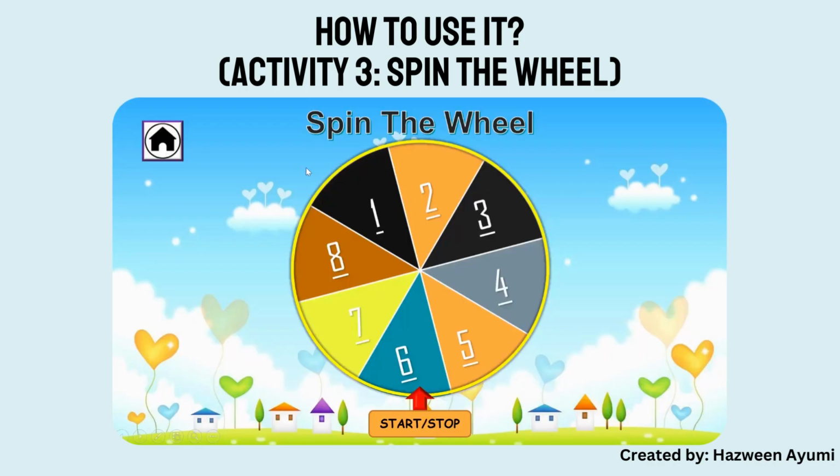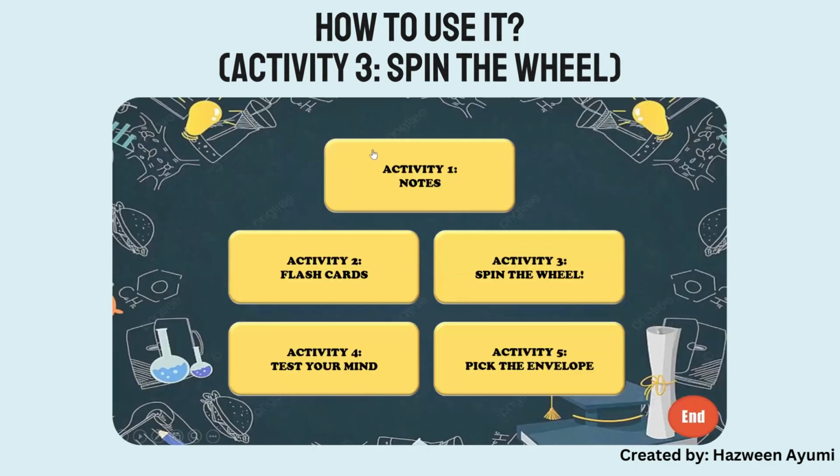This activity is a situation-based question. The earlier activities were more about facts, like what the meanings are or what the punishments are. This one is more situation-based, so that the students can apply their understanding of the theory to real life situations. So this is the third activity, spin the wheel, and to go back to the main page, tap the home button.